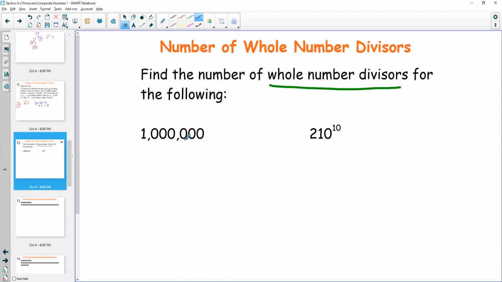Now it is useful to think in exponents when you can. So for me, you can break this down into 1,000 times 1,000 and 100 times 100. You can do this.